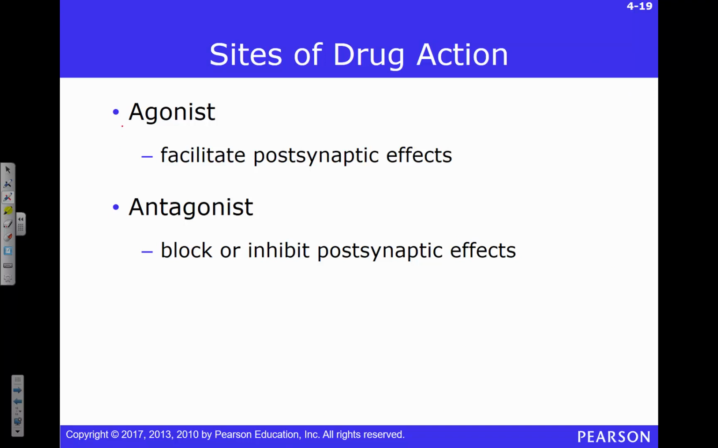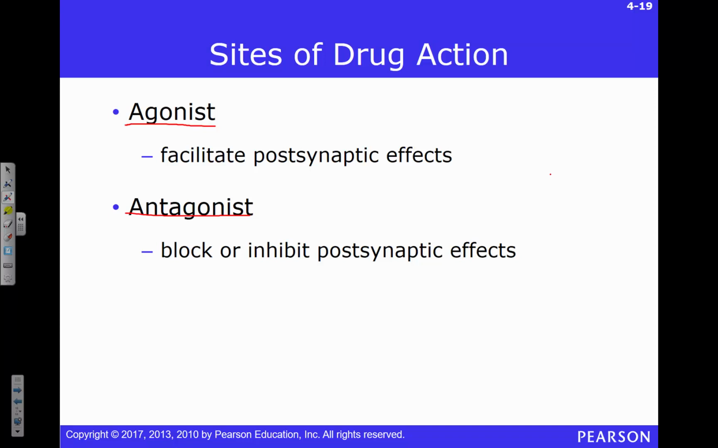These are two very important concepts, and we're going to spend a lot of time talking about these. We're going to talk about agonists and antagonists. If something is an agonist, and here's the fancy phrase, it's going to facilitate postsynaptic effects. Okay, well, what does that mean? An agonist will increase or mimic the effect of a neurotransmitter. Okay?